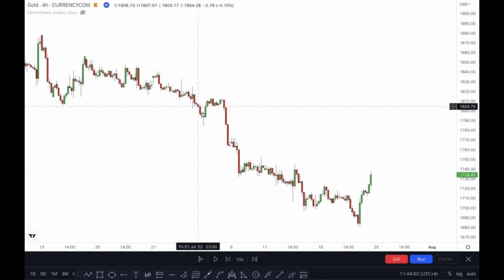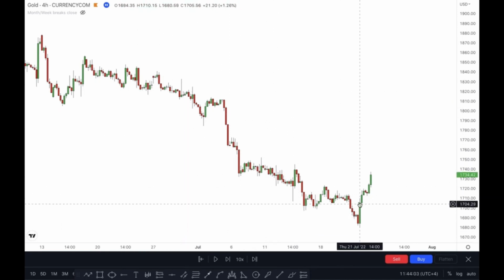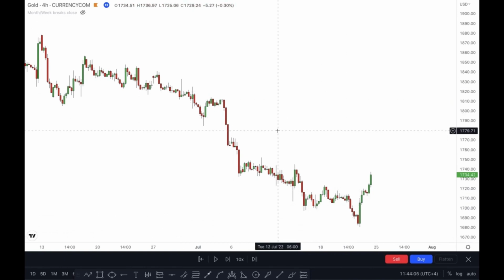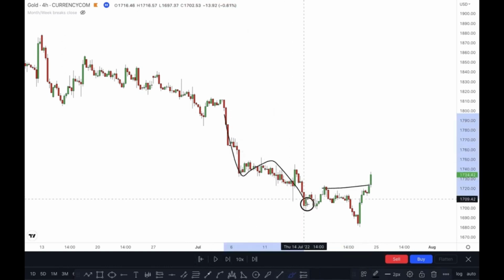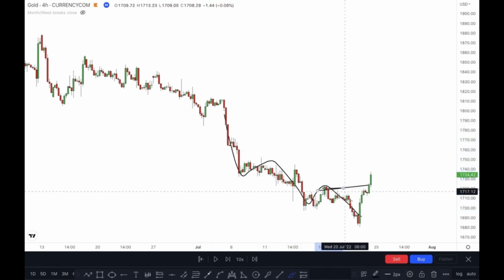Looking at this structure carefully, we were on a downtrend, but the trend has actually shifted from bearish to bullish because the higher low has been broken. This was a lower low, lower high, lower low, lower high, lower low. This high has been broken, so trend has shifted. So we are now on an uptrend.